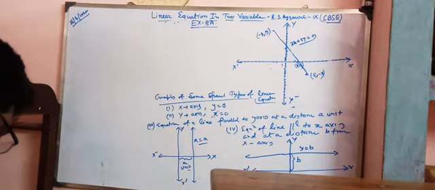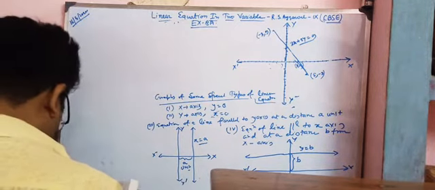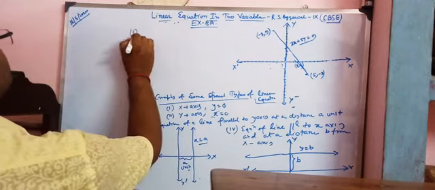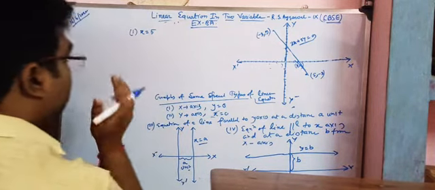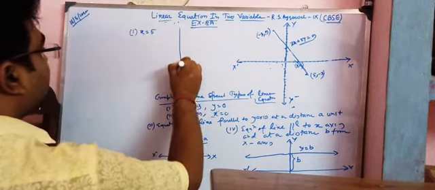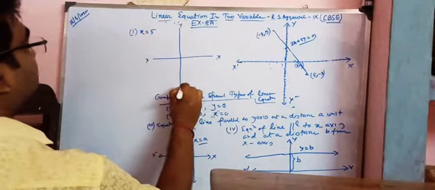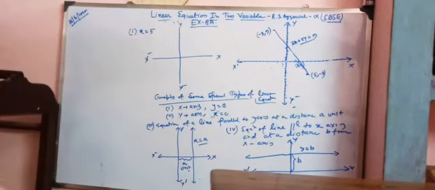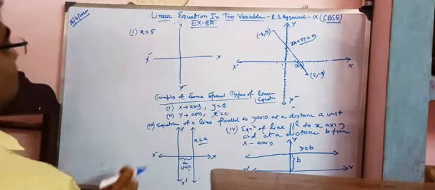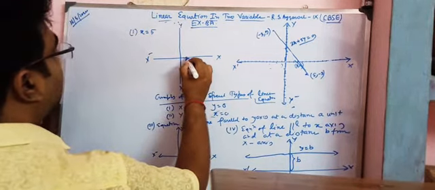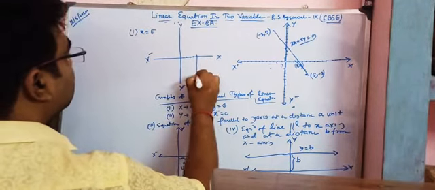Next move to exercise 8A. Draw the graph of each of the following equations. First is given here, x equals to 5. We have to draw the graph. So again, how do we draw? We are taking the corresponding axes here: this is x, this is y, this is negative x, this is negative y, obviously. So x equal to 5 means x equal to a here. So the line should be parallel to y-axis. So we are taking 5 units from here: 1, 2, 3, 4, 5, and we are drawing a straight line through this point.